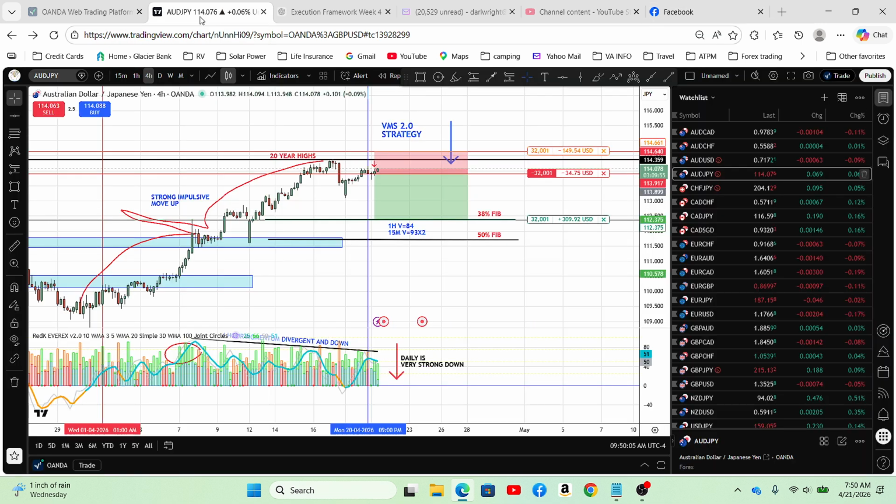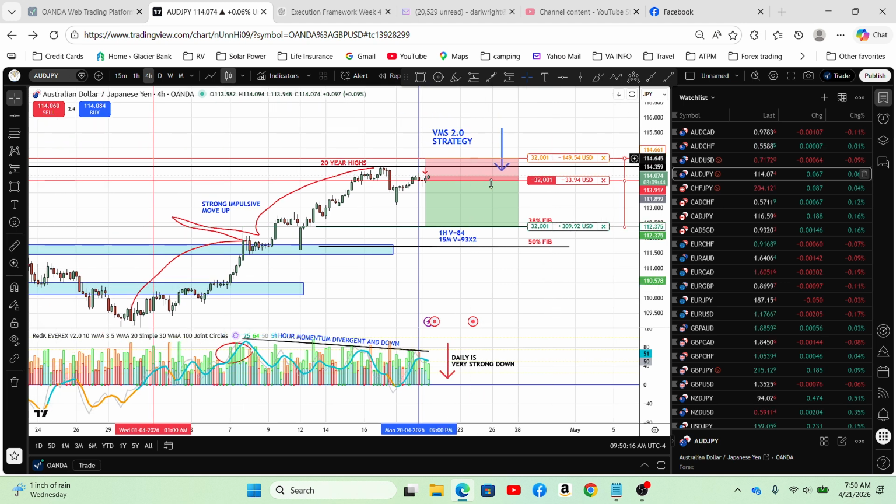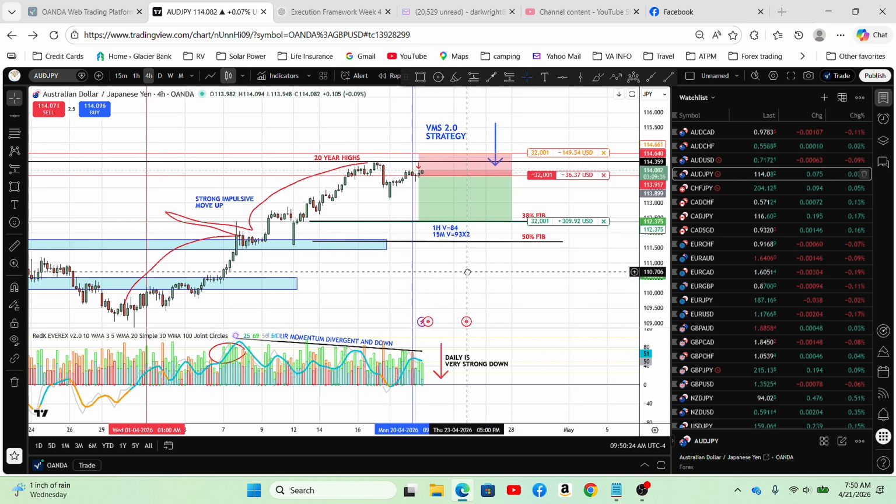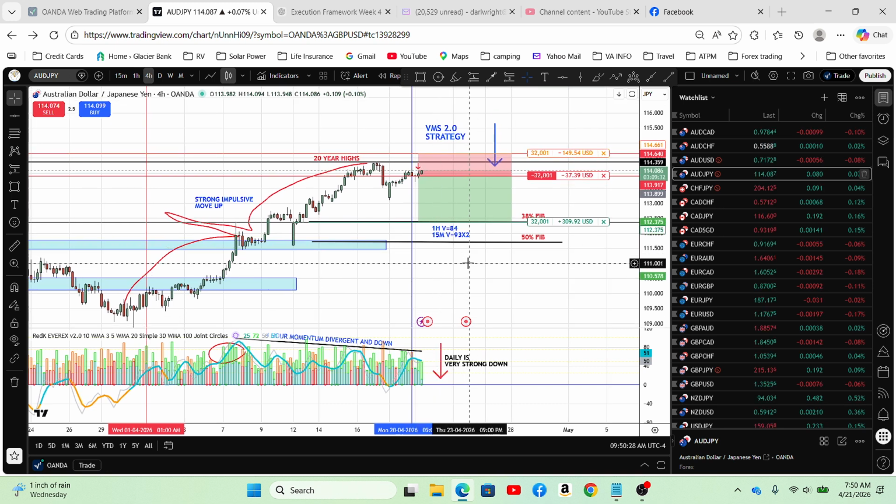This morning we took a live trade in the Australian dollar to the Japanese yen using the VMS 2.0 strategy. The way that works is we use structure, momentum, and volume to determine what direction the market's going, at least to try to give ourselves an edge in figuring that out. And so this is how it works, guys.